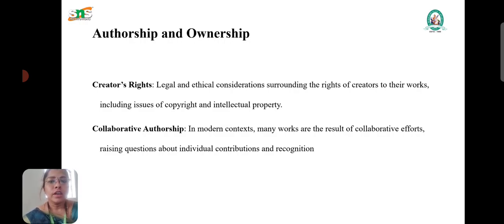If one director directs a film or if one musician plays a song or music, they get a copyright for their creativity. That is the ownership. That is the recognition and registration of the ownership. Collaborative authorship is nothing but many works are the result of collaborative efforts, which raise questions about individual contribution and recognition.